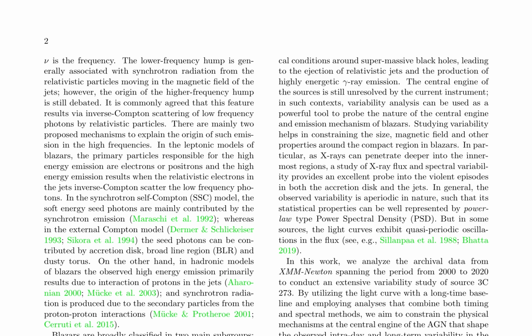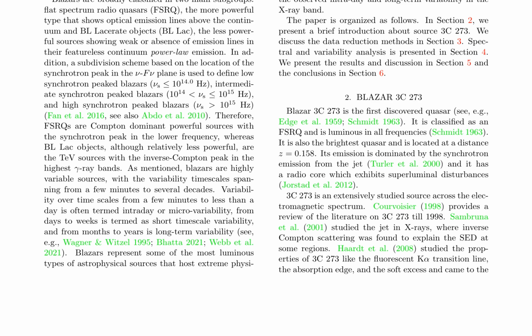A subdivision scheme based on the location of the synchrotron peak in the nu F-nu plane further categorizes blazars into low, intermediate, and high synchrotron peaked blazars. Blazars are highly variable sources, with timescales ranging from minutes to decades. Variability analysis can be used to probe the central engine and emission mechanism of blazars, constraining properties such as size, magnetic field, and accretion disk characteristics.